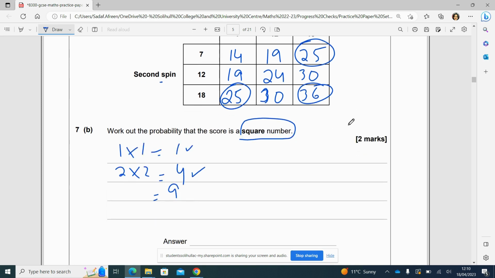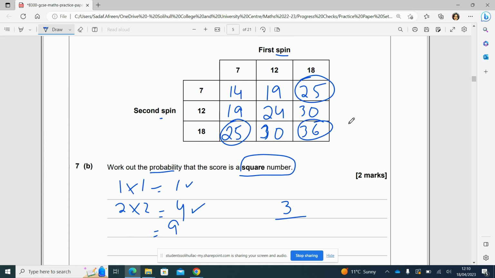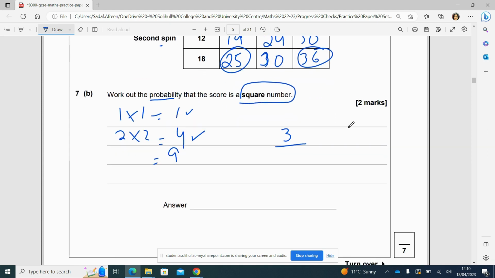So overall, we have 3 square numbers in total out of these outcomes. So it says work out the probability that the score is a square number. So we have 3 square numbers. So the probability will be 3 out of the total outcomes, which are 1, 2, 3, 4, 5, 6, 7, 8, 9. So the total outcomes are 9. The probability will be 3 out of 9, which if we simplify, that gives you 1 over 3 in a simplified form.